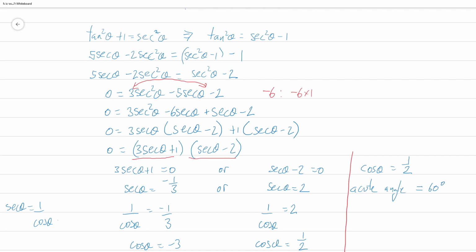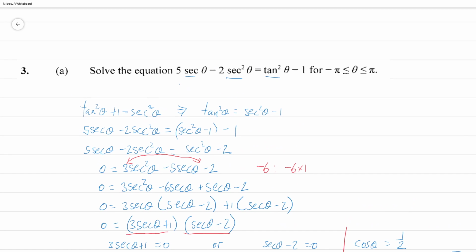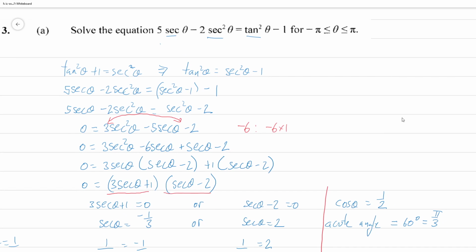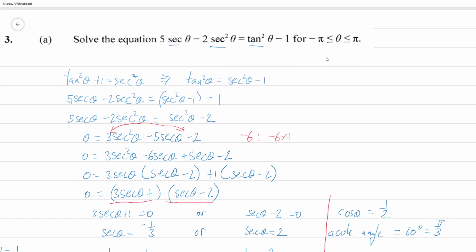Well, you could write 60 degrees. 60 degrees is also pi on 3. So that's your acute angle. If you recall, at the top of the question, it says that theta must lie between minus pi and pi. So they are working with pi, or your angle theta must be in terms of pi. So you can't leave it as 60 degrees. You need to change it in terms of the pi value.